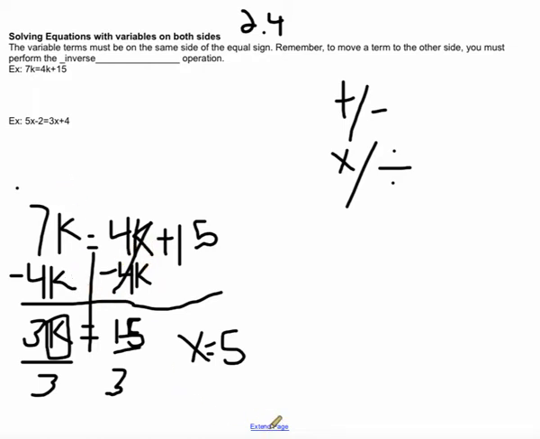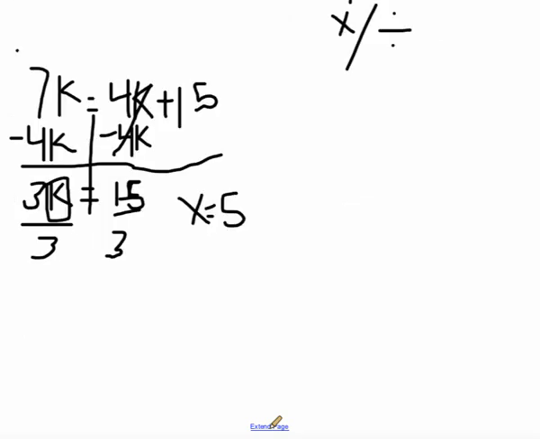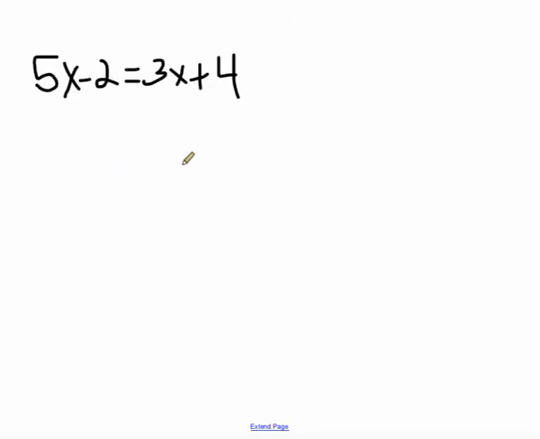So the next example is 5x minus 2 equals 3x plus 4. Same thing goes. We have to have our x's on the same side. So I have an x term here and an x term here. They need to be on the same side. So I'm going to get rid of this 3x and move it to the other side. In order to do that, I need to take it away because this 3x is positive. So I'm going to take away 3x from this side, and what I do on one side, I must do on the other. So I'm going to take away 3x from this side.